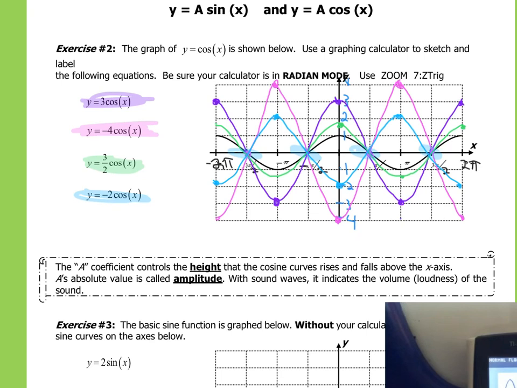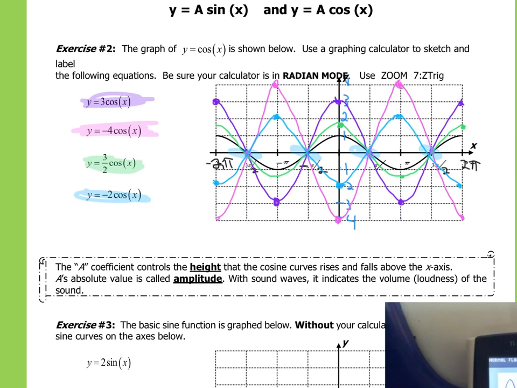Okay, so on the first page, we learned about the word period. And on this page, the vocab words that are important here are the height and the amplitude. They're closely related, easily confused between the two, but it does make a difference. The coefficient A controls the height that the cosine curve rises and falls above the x-axis. A's absolute value is called the amplitude. With sound waves, it indicates the volume, loudness of the sound.